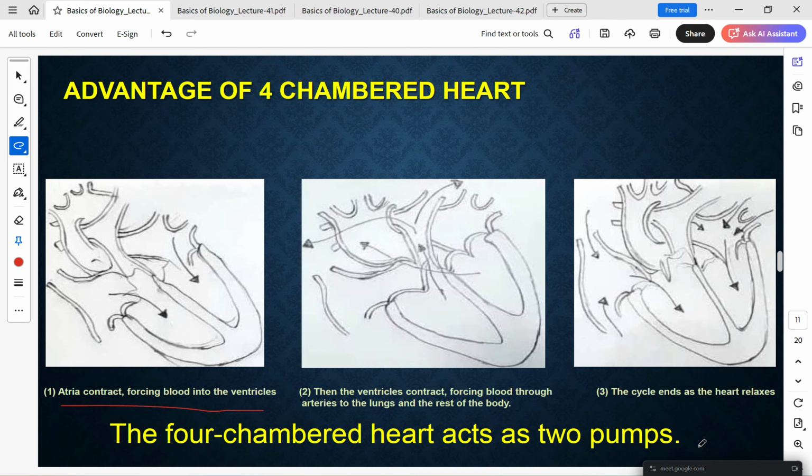The first step is the atria contract, forcing blood into the ventricles. The ventricles can then contract and force the blood through the arteries into lungs or to the rest of the body, depending on the site. And then the cycle ends, the heart relaxes. It allows for more blood to flow into the atrium.